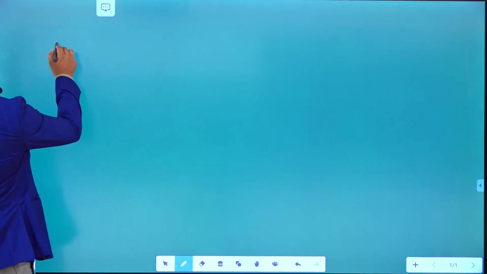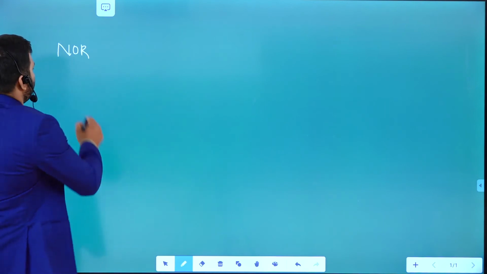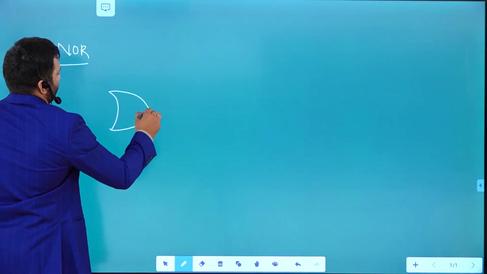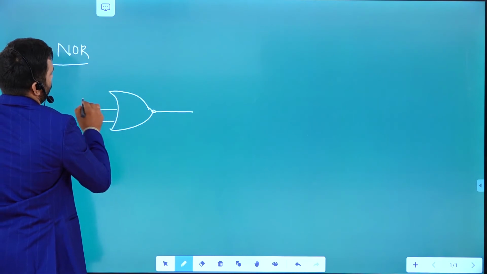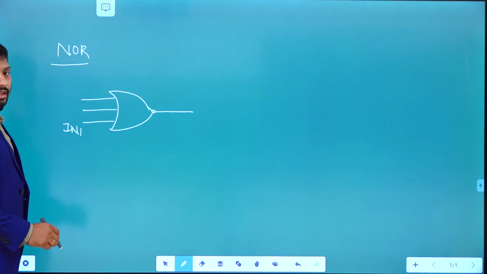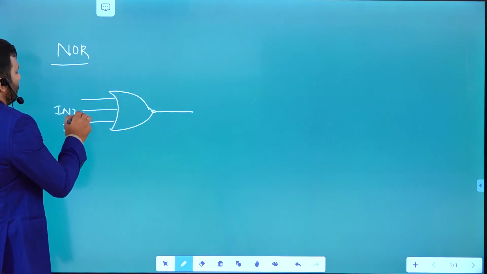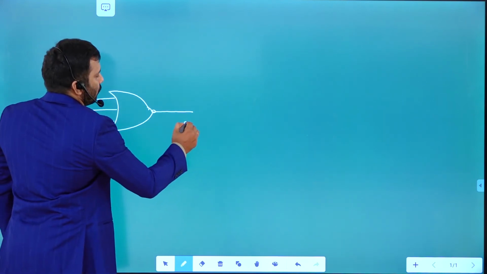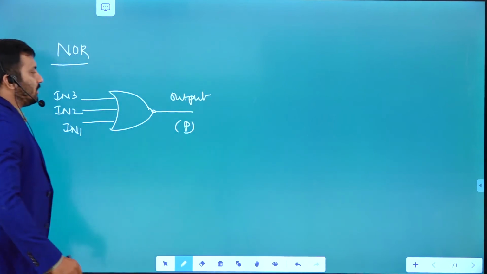In a similar way, if you go for the NOR gate, how is the NOR gate going to be adjusted? This is the NOR gate, for input 1, input 2, input 3. You can consider more than 3 inputs also, but I am explaining based on this particular 3 input data, right? So what is the way the output is going to be controlled? The output is obtained from the basic logic gate.